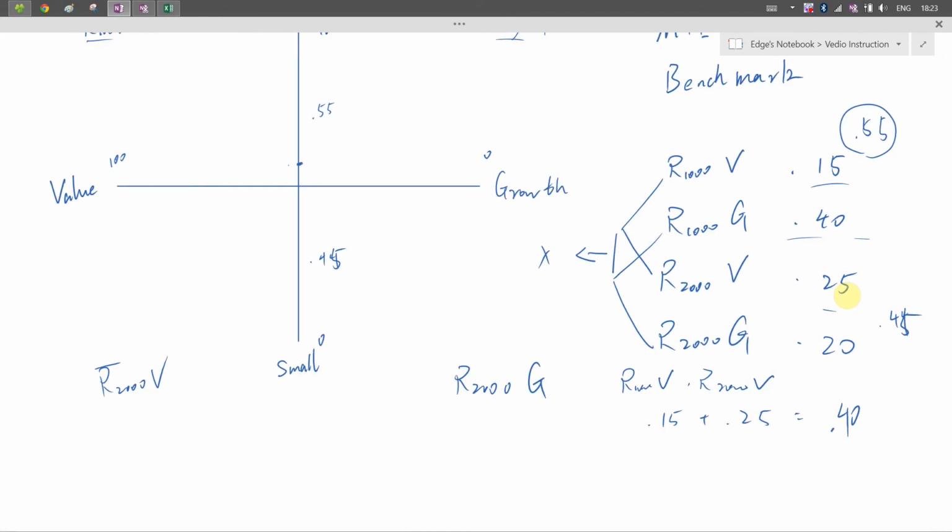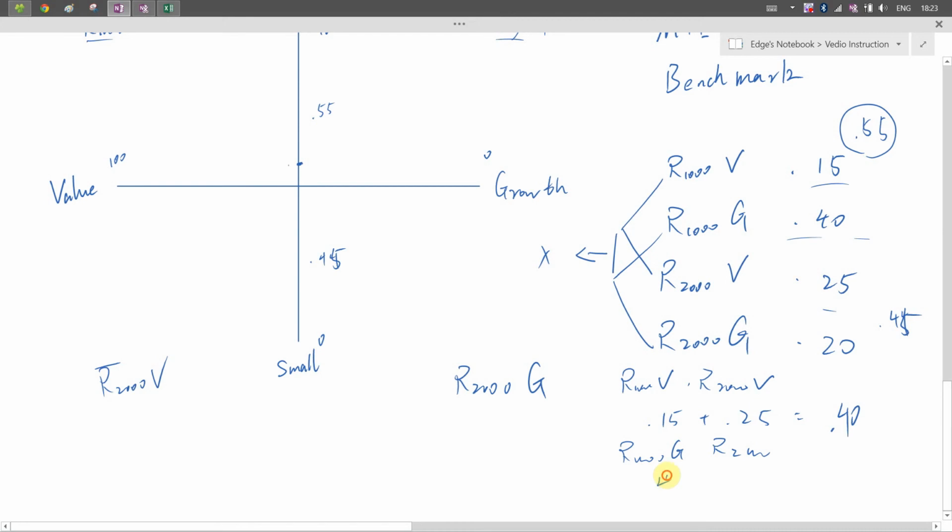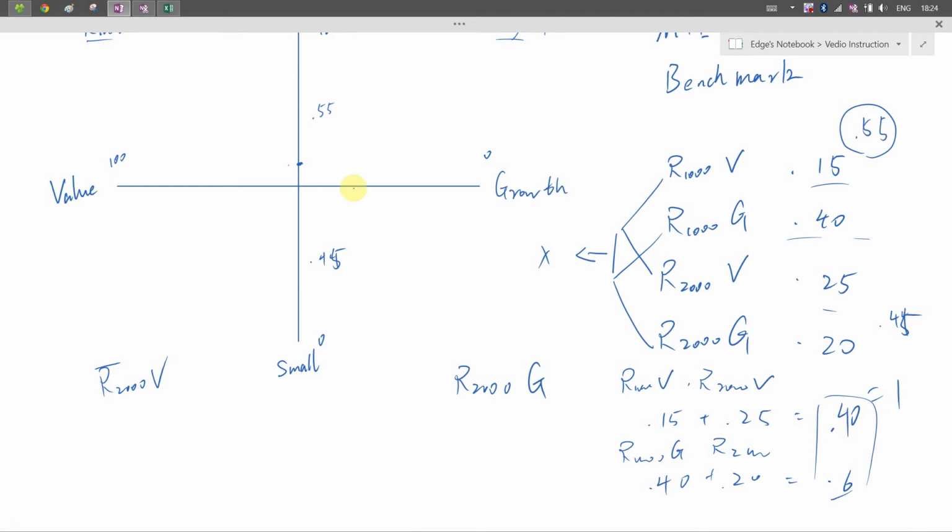If you add up the R1000 growth and the R2000 growth, it's 0.4 plus 0.2 is 0.6, right? These two times plus equal to 1. So it's closer to growth and far away from value. So probably here: here is 0.6, here is 0.4. Right here, this spot is the spot we're looking for, the minimal tracking error benchmark.